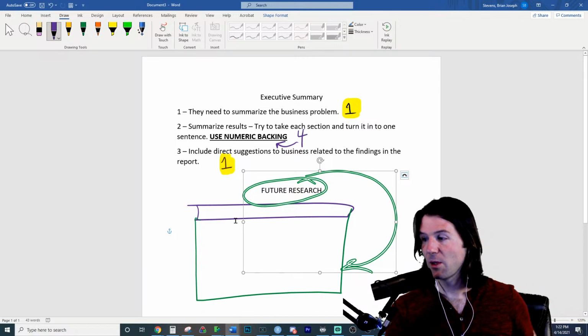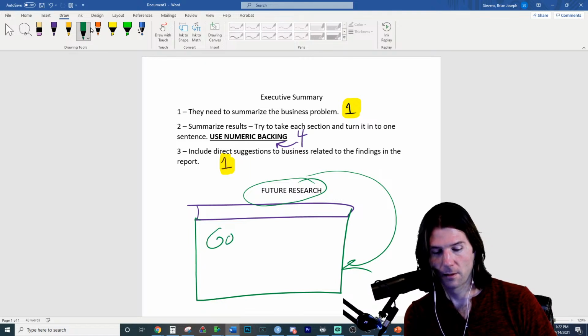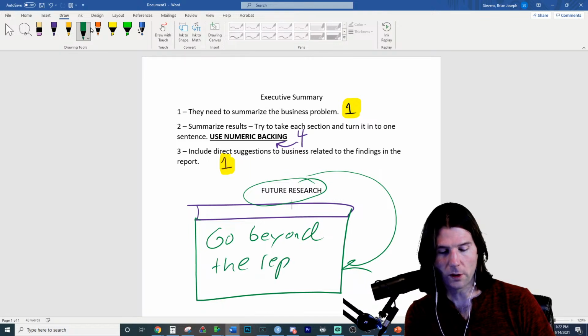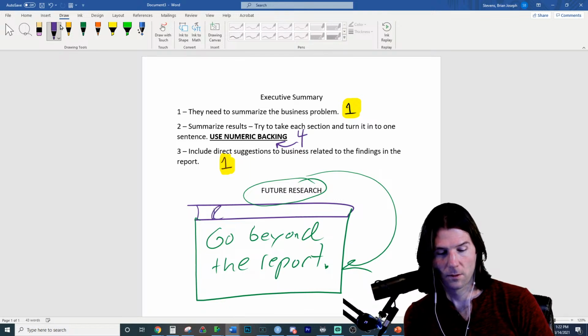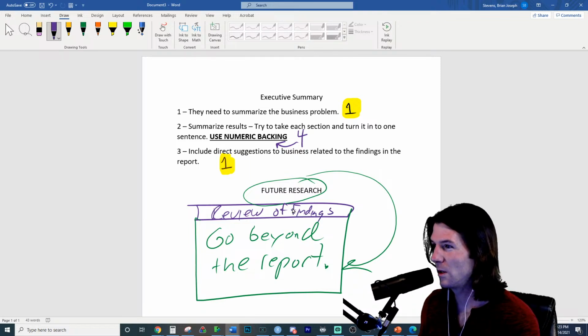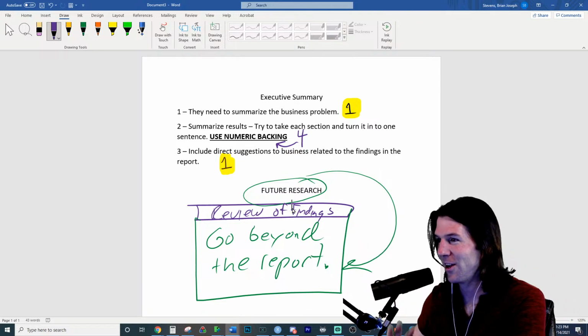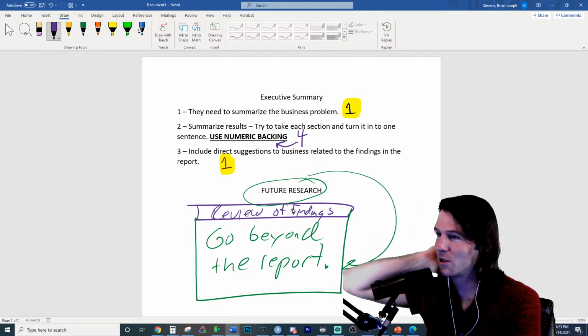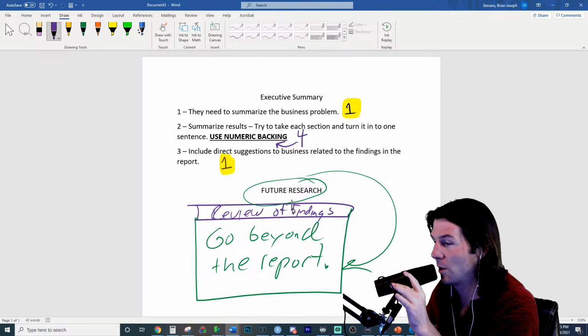Future research needs to be things that go beyond the report. You want to go into new ideas beyond the report. If you recap, it should be small. What is the goal of future research? That's why I say to everyone, what is the goal of future research? The main important part should be what?